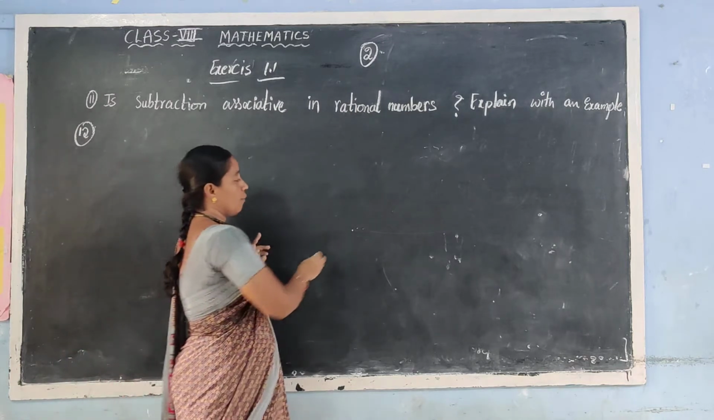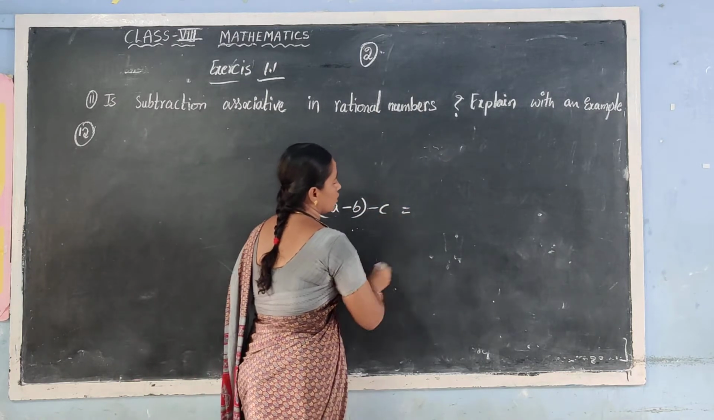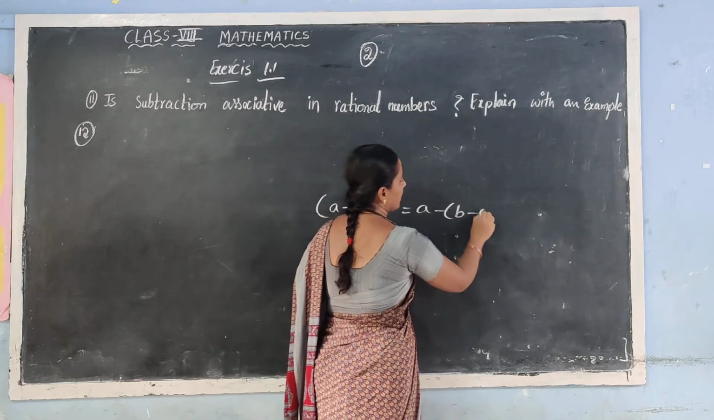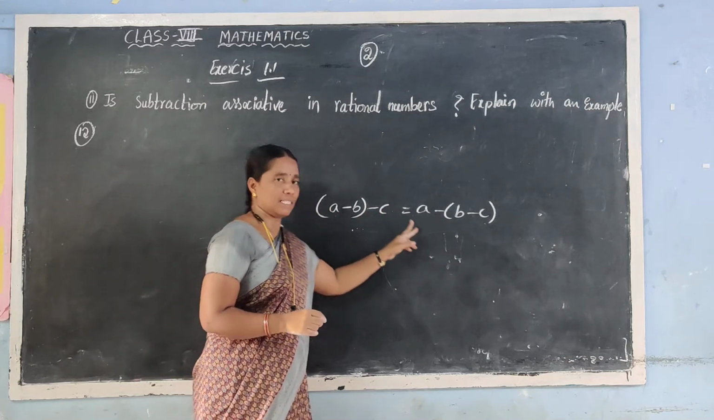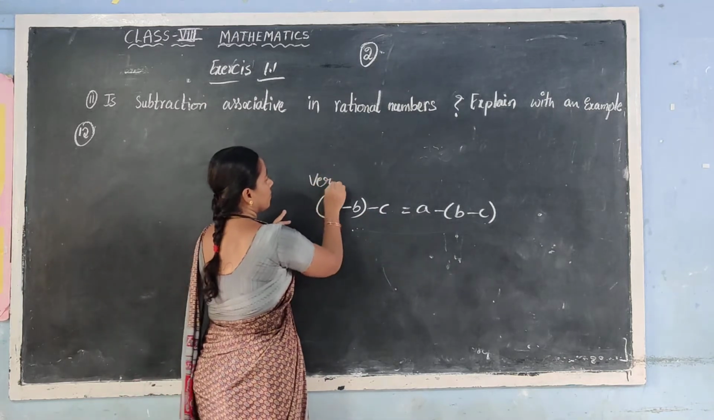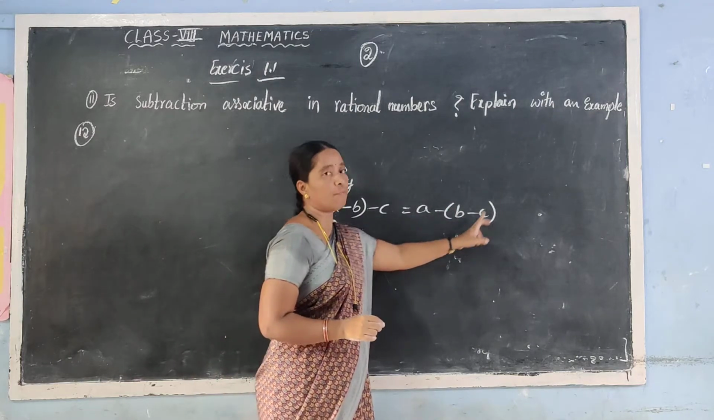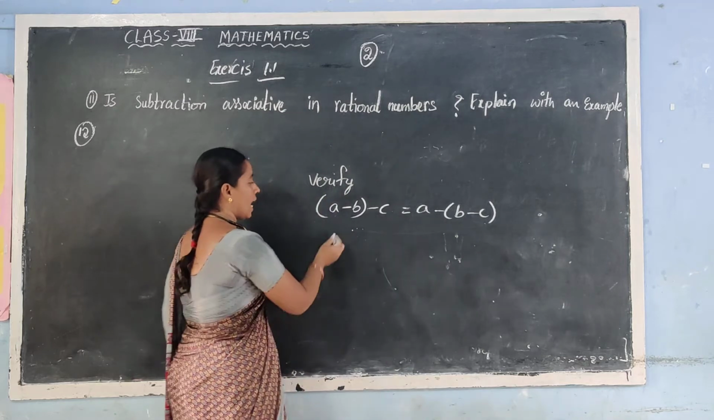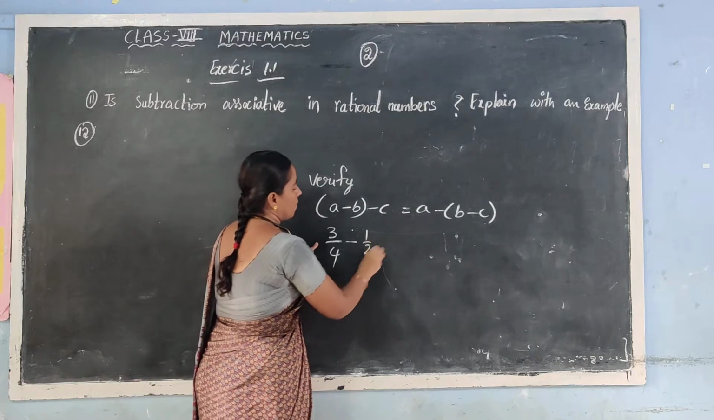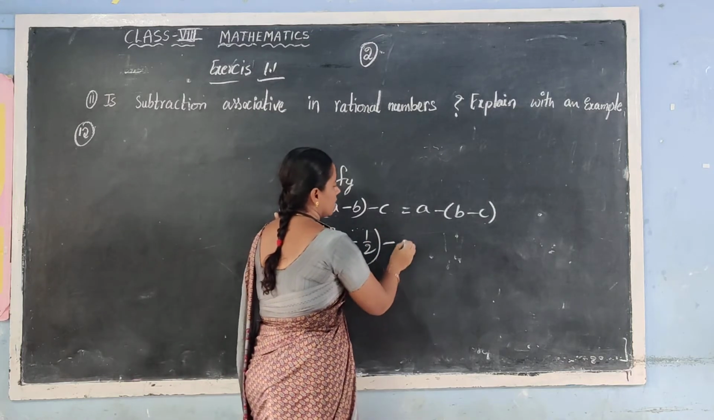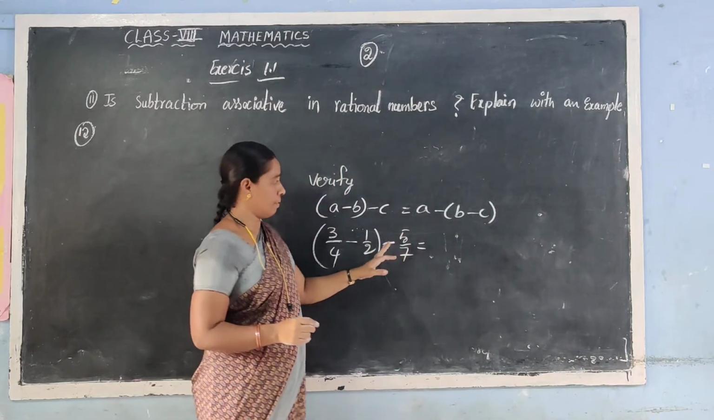I gave them as: verify a minus b minus c equals a minus b minus c. What did I give as homework? Verify (a minus b) minus c equals a minus (b minus c). Like this I gave three rational numbers. Yes or no? 3 by 4, 1 by 2, 5 by 7.